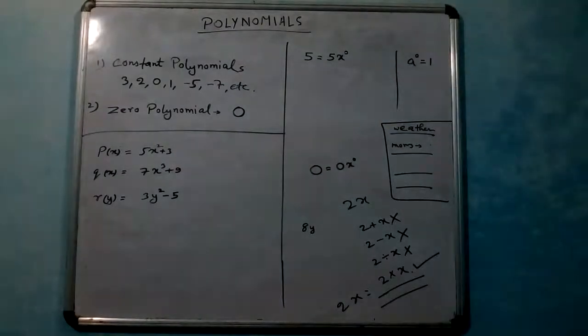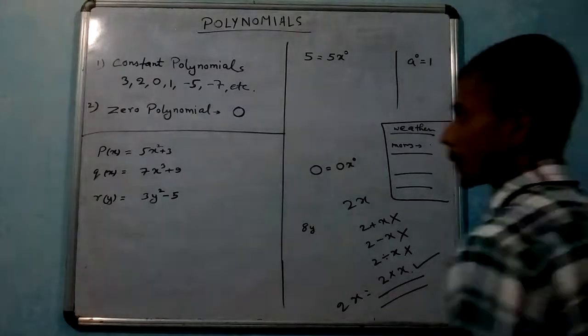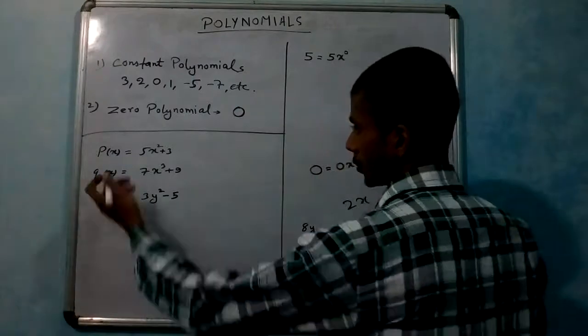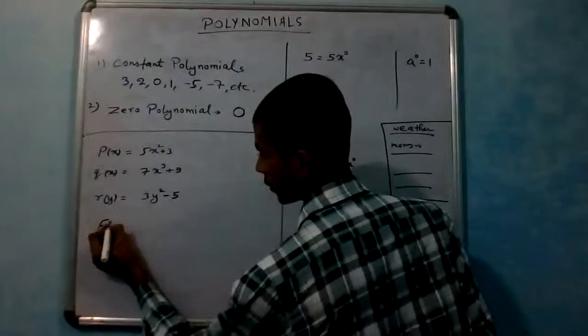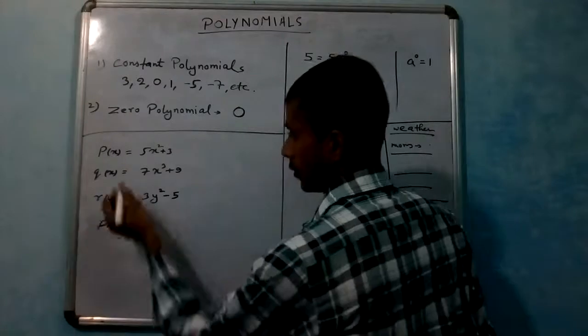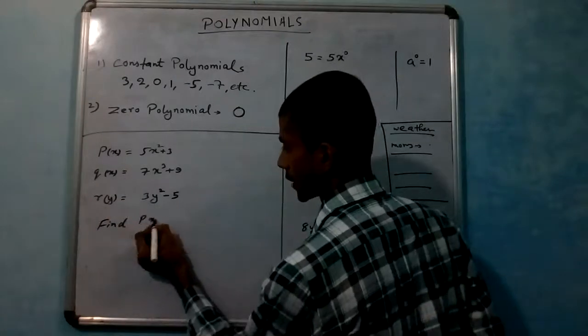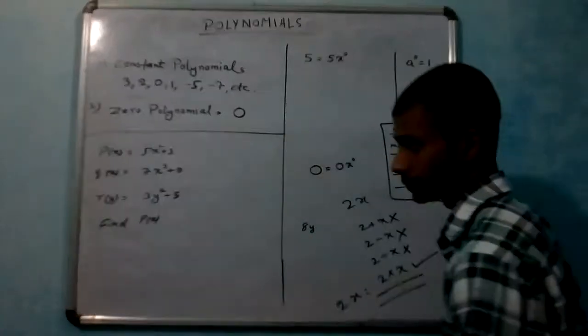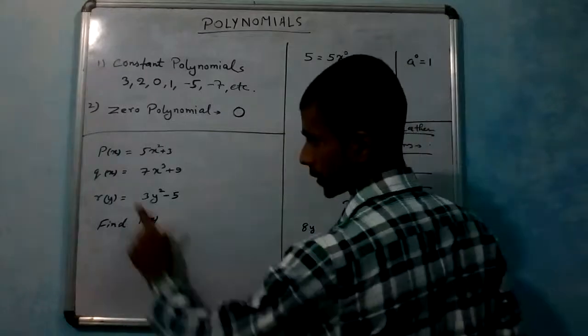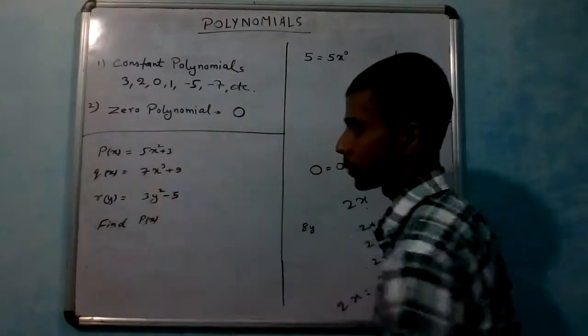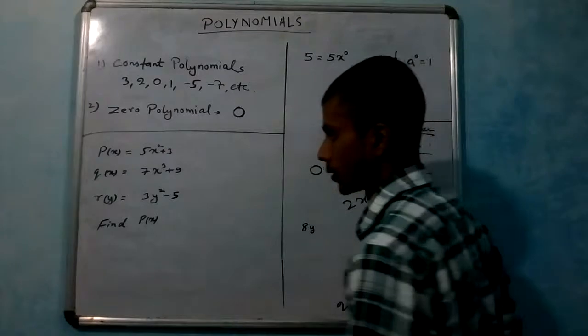Okay. Now constant polynomial done, zero polynomial done. Now, if I ask you the question, find p of x. What is p of x? This polynomial, no? 5x square plus 3. Are you listening?